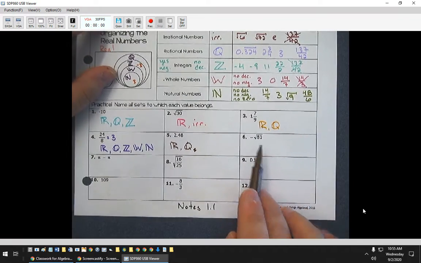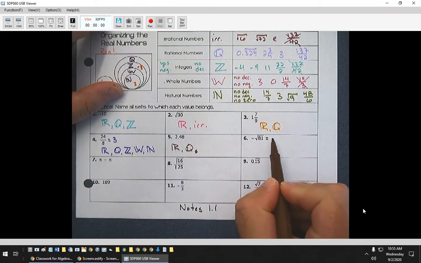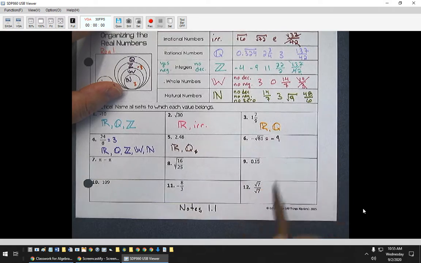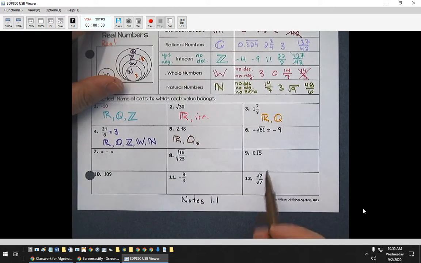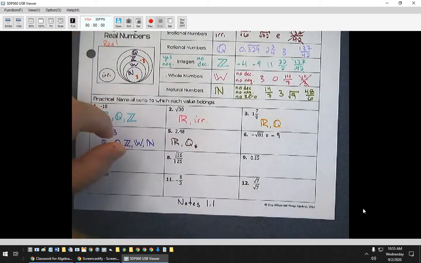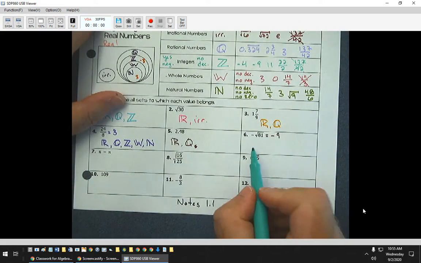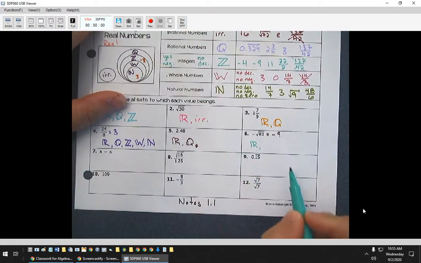Negative square root 81. Can you clean it up? Yeah. Square root of 81 is negative 9. So you can clean that up. So let's go through the list again. I forgot to change colors. So we got reals automatically.